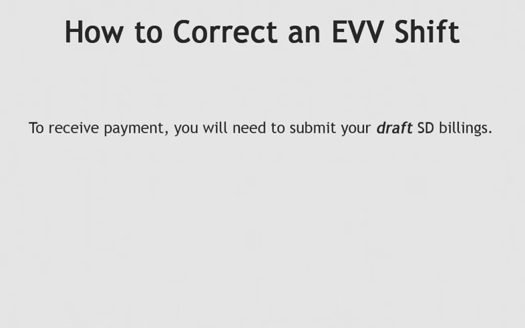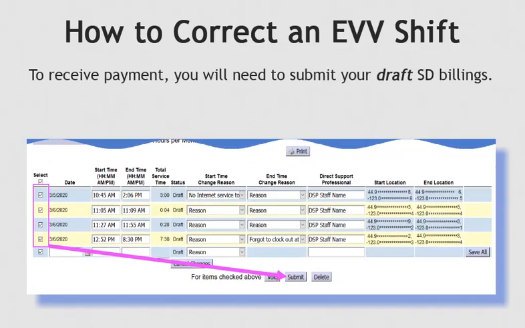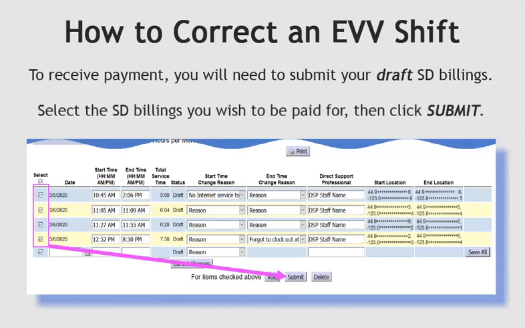To receive payment, you'll need to submit your draft SD billings. The submission can occur from the Authorizations Billing page. Simply check the boxes next to the draft billings you wish to be paid for, and then click Submit, like shown in the example here.